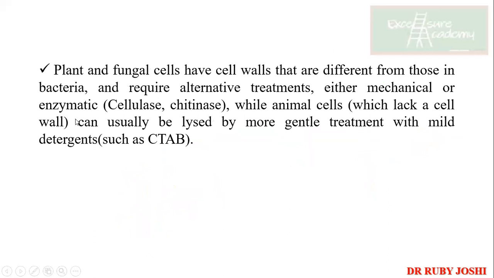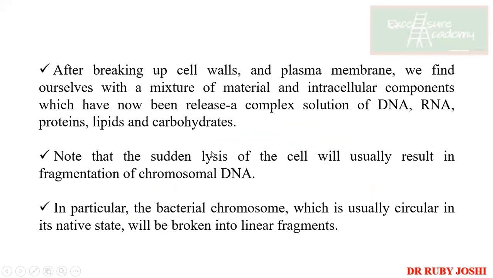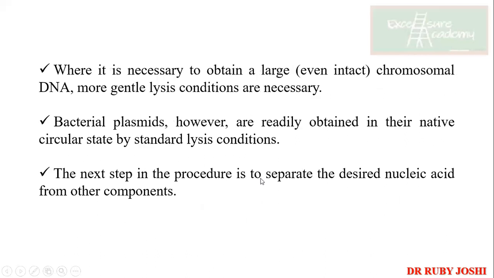Now, working with the plant, of course, we need cellulases and chitinases in order to break the cell wall. Okay, CTAB is also used in the case of the plant, but it's not always required. Now, after breaking the cell wall and the plasma membrane, we have got the mixture. This mixture contains everything: DNA, RNA, proteins, lipids, carbohydrates. Okay, now depending on the requirement, we are going to have the next step.